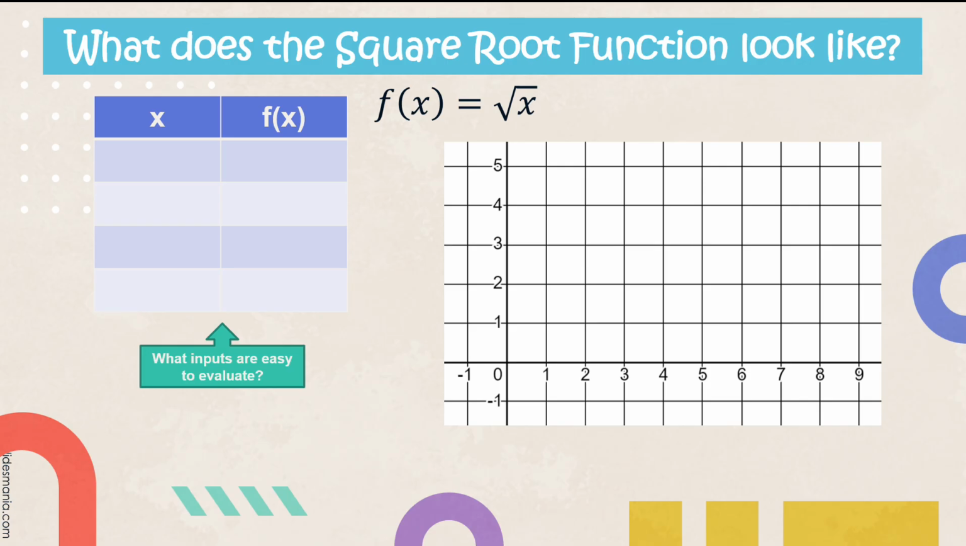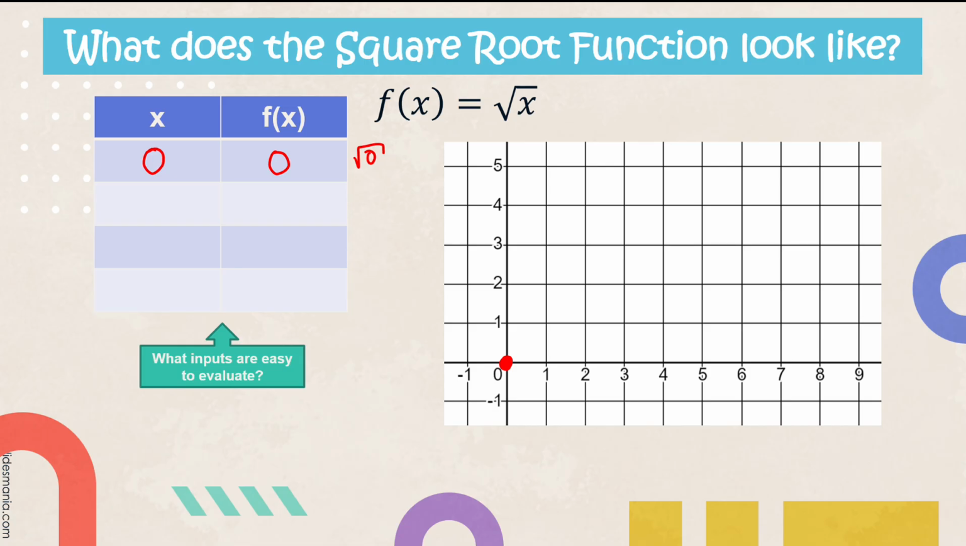Now, by inputs, I mean, what numbers can we plug in for x? Well, we're definitely not going to want to plug in any negative numbers because we already know we can't take the square root of a negative number. So let's start with the smallest number we could take the square root of, which is 0. So we would be evaluating the square root of 0, which is 0. So that's our very first point that can go on the graph.